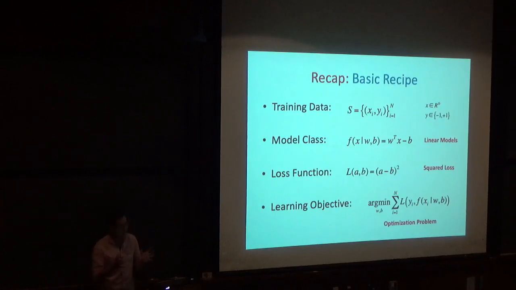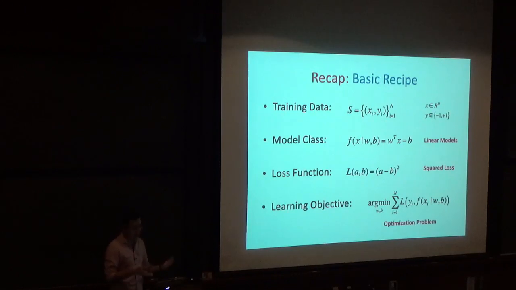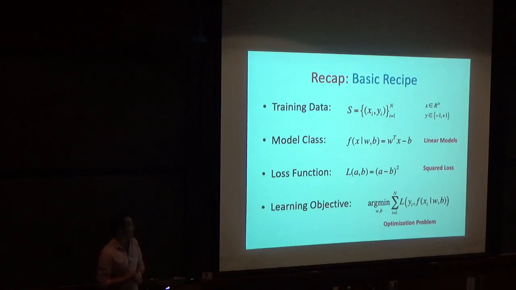So let's just start with a recap. Hopefully this is going to be pretty much review at this point. This is the basic recipe for supervised machine learning. We start with a training data set that's supervised, which means we have XY pairs where Y is the prediction target. In the simplest case, Y might be a binary classification task.